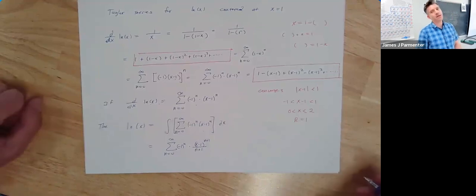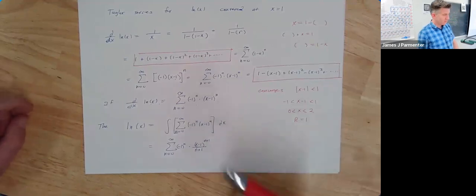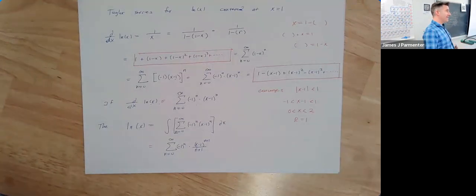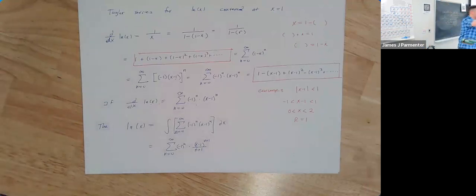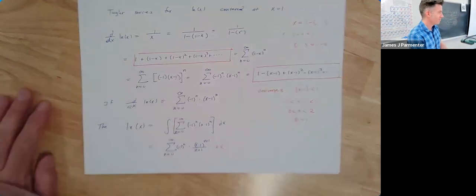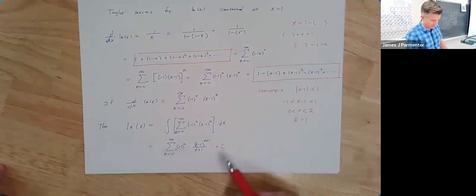And technically, when you do an indefinite integral, if I said what's the antiderivative of x squared, what would you all tell me it is? Plus c. Right, plus c. Technically, we need a plus c here. But we can find c by figuring out what's happening at the center.